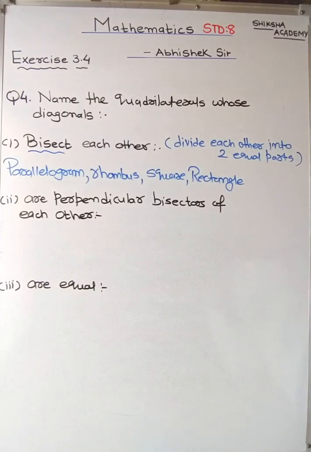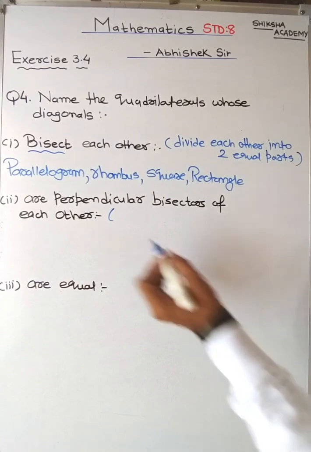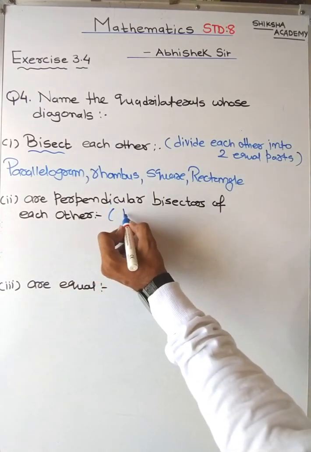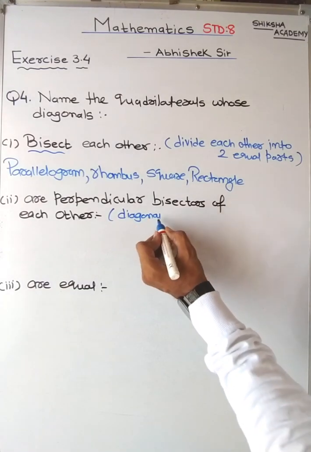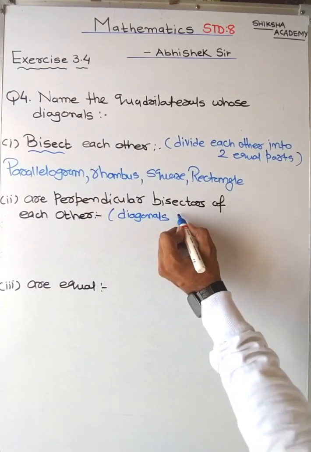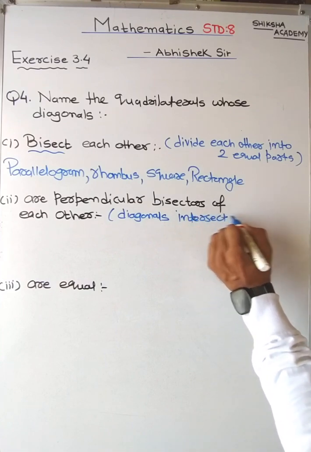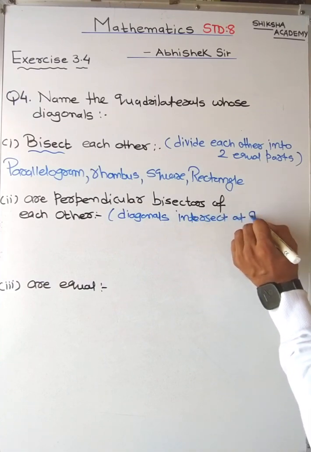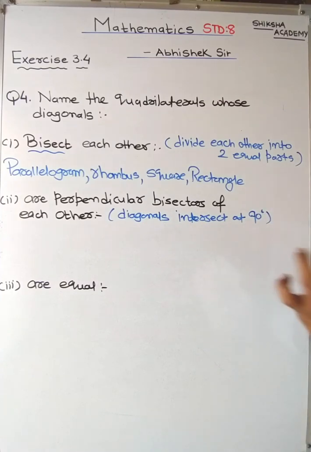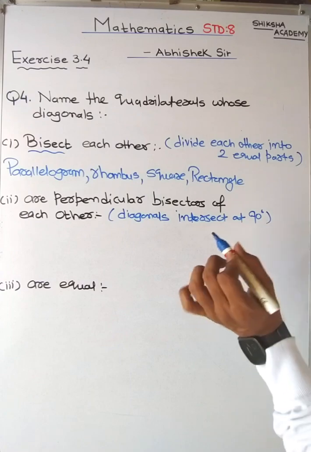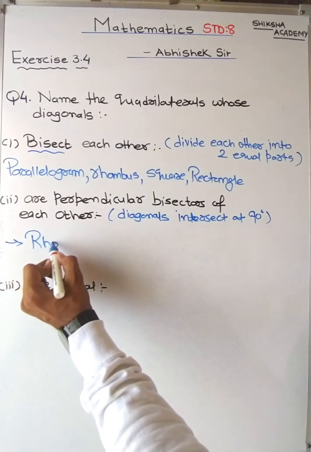Clear? Now the next question is perpendicular bisector. That means diagonals intersect at 90 degree. Okay, they intersect at 90 degree. Clear? So again we have more than one answer. It might be a rhombus.